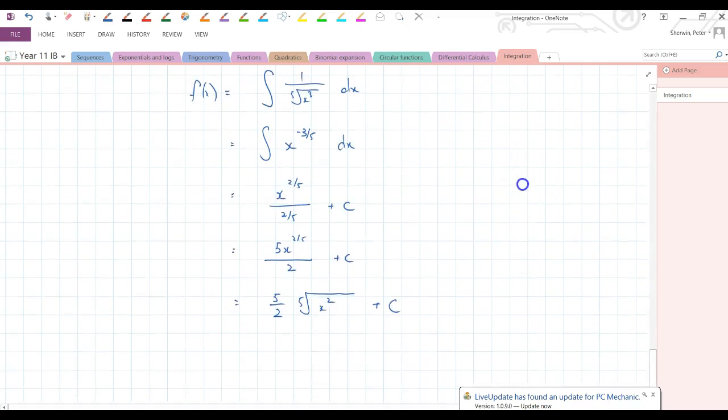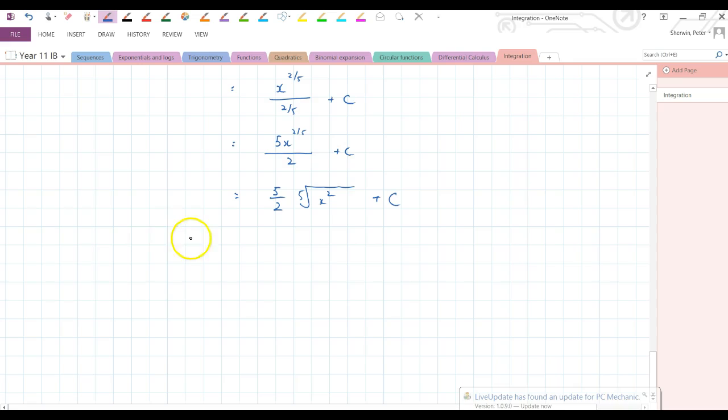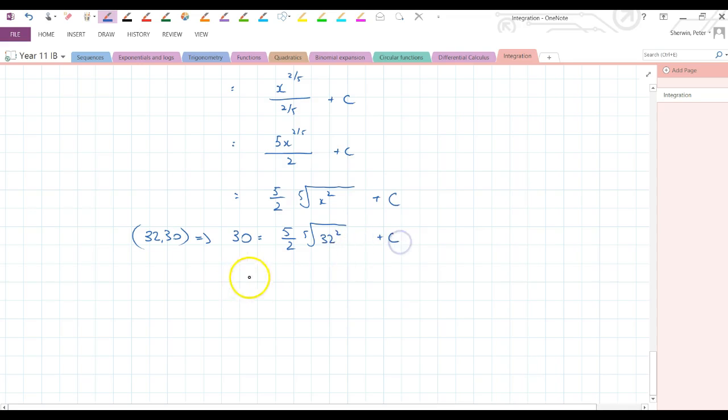The point (32, 30) lies on this curve. Let's sub that value in for y, the function value, equals 5 over 2 by the fifth root of x squared. Our x is 32, plus c. Alright, so now we need to solve this. 30 equals 5 over 2.